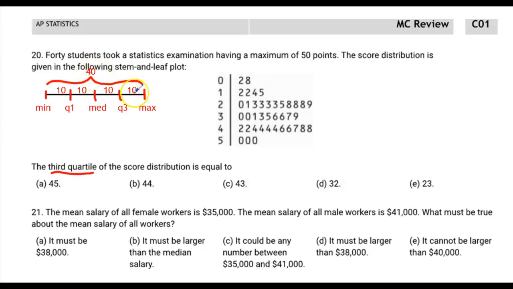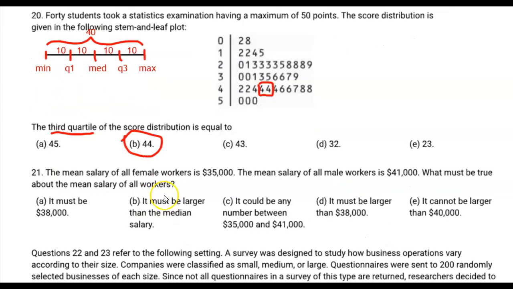And in a list of 40 values, there's 10 values in between each of these. So I'm looking for the value that's in between the 10th and the 11th from the top. So 3, 4, 5, 6, 7, 8, 9, 10. Looks like it's going to be between 44 and 44. Answer is 44.